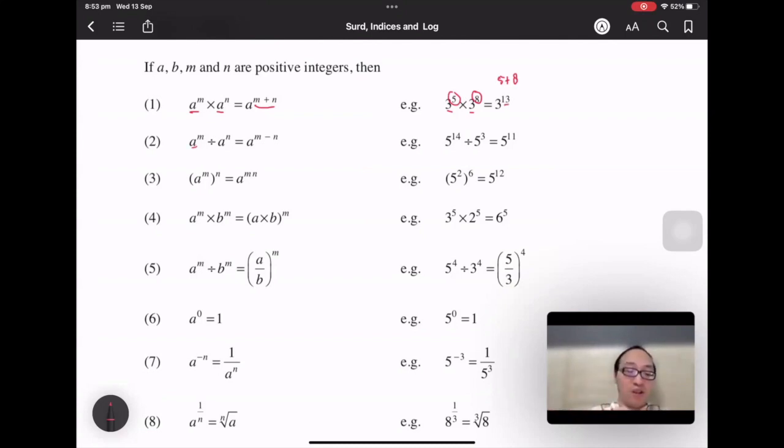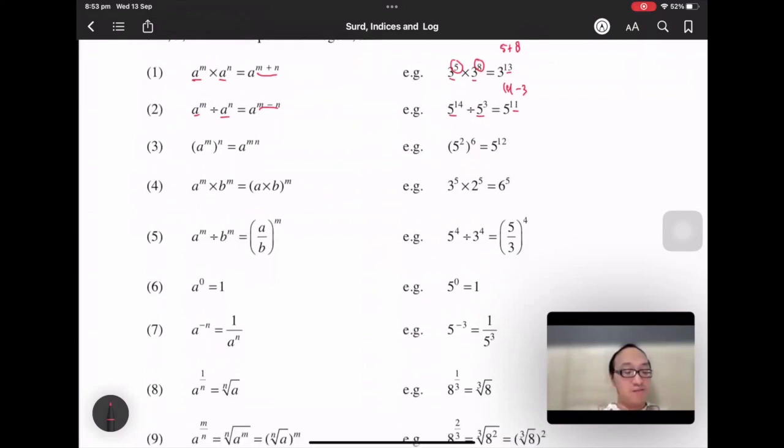If we have division, the same base number, we can just subtract the power, subtract the index. For example, 5 to the power of 14 divided by 5 to the power of 3. So it will become 5 to the power of 14 minus 3, which equals 11.